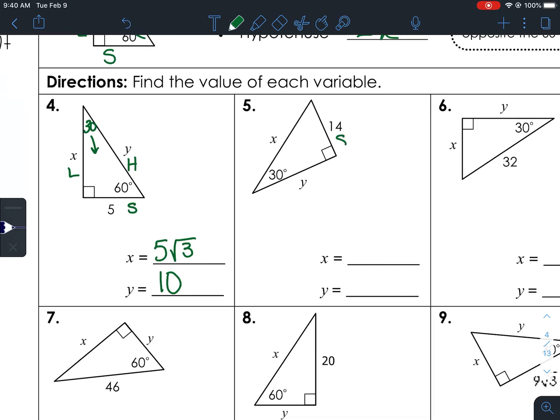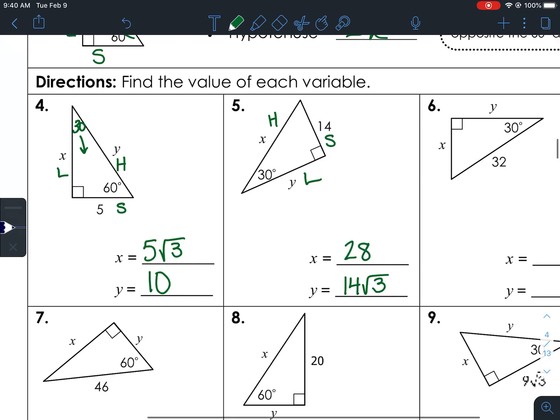Again, labeling short side, long side, and hypotenuse. So again, here we've got our short side. So our long side, going from our short side, is just 14 square root of 3. And then I'm going to double that to get to my hypotenuse. So 14 times 2 is 28.